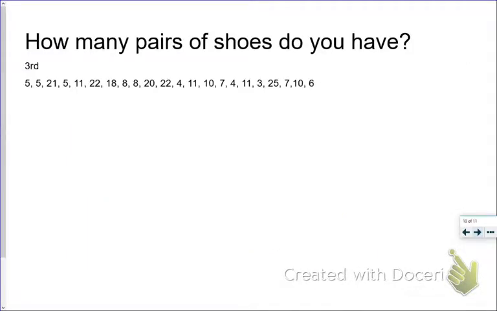In third period, we all sat and thought for a minute, went into our shoe closet in our head, and tried to remember how many pairs of shoes we have. Seventh period did it too, but here's third period's. And there they all are. So we have 1, 2, 3, up to 22. 22 people that day. That was Friday.